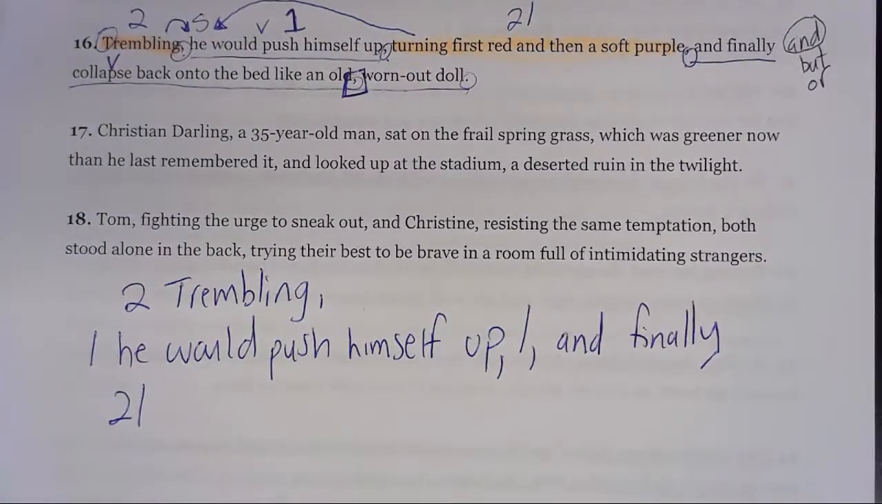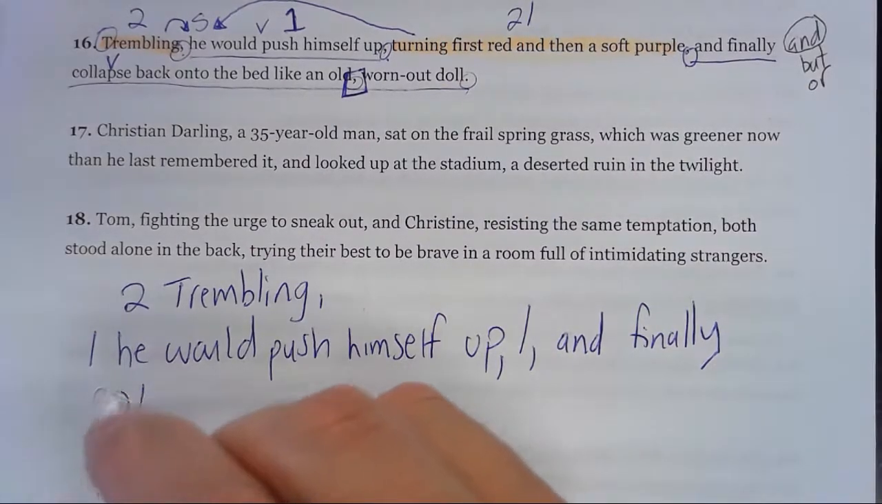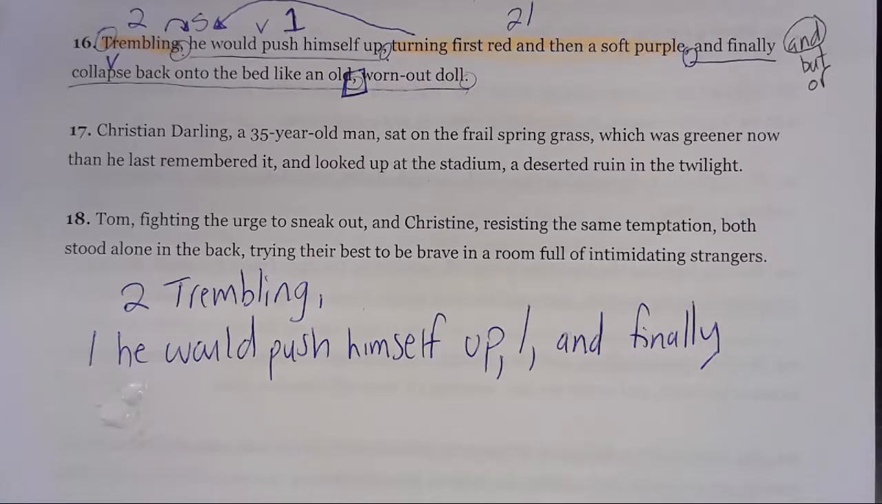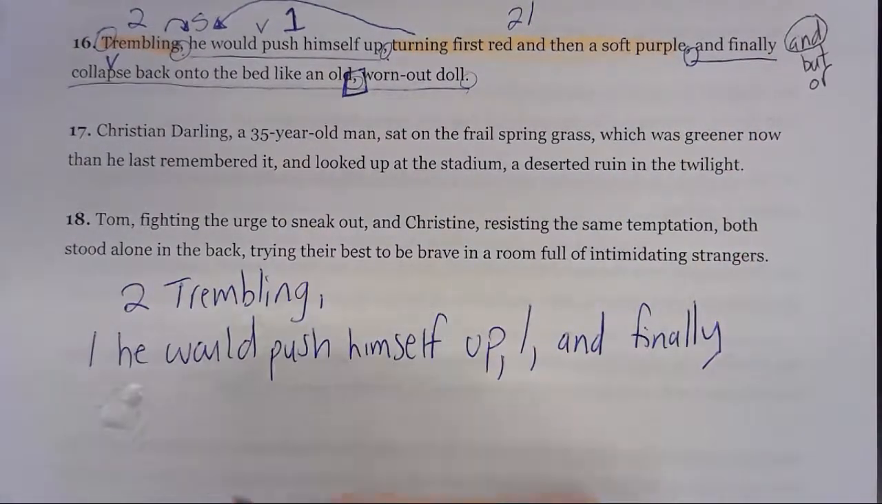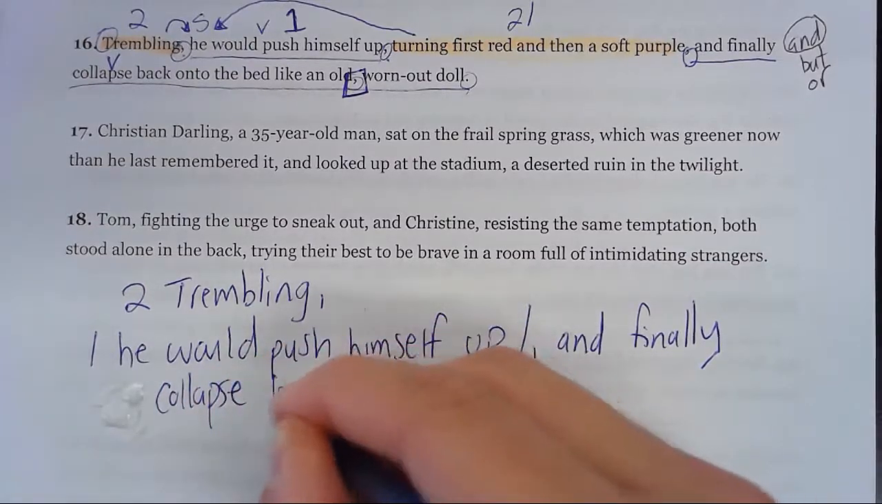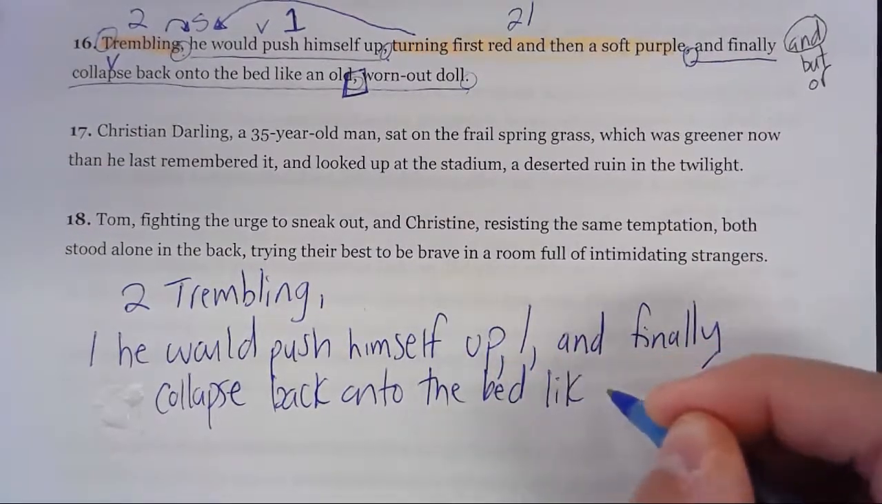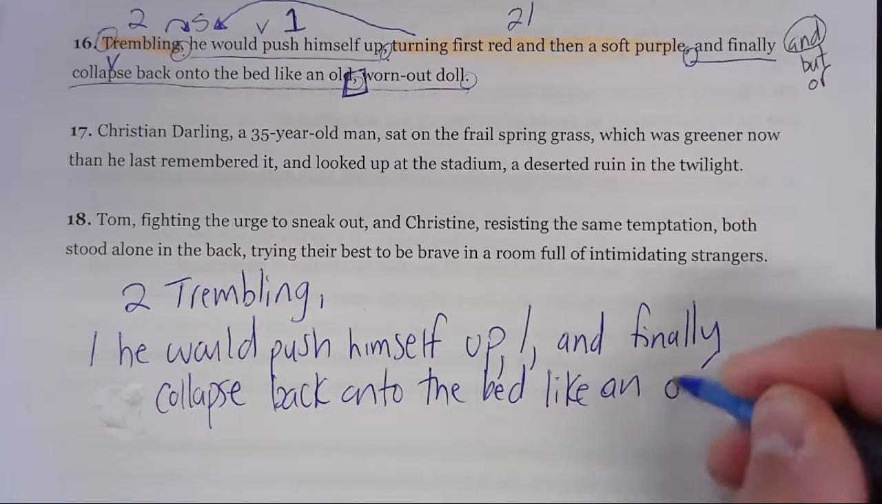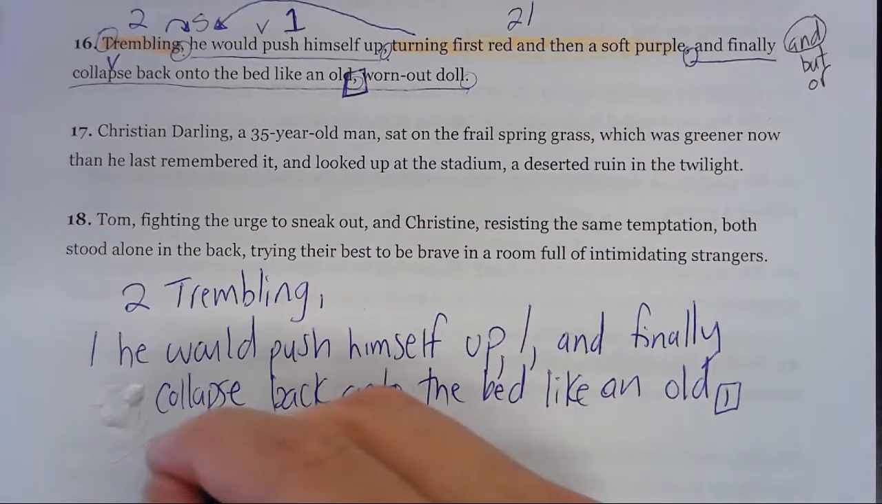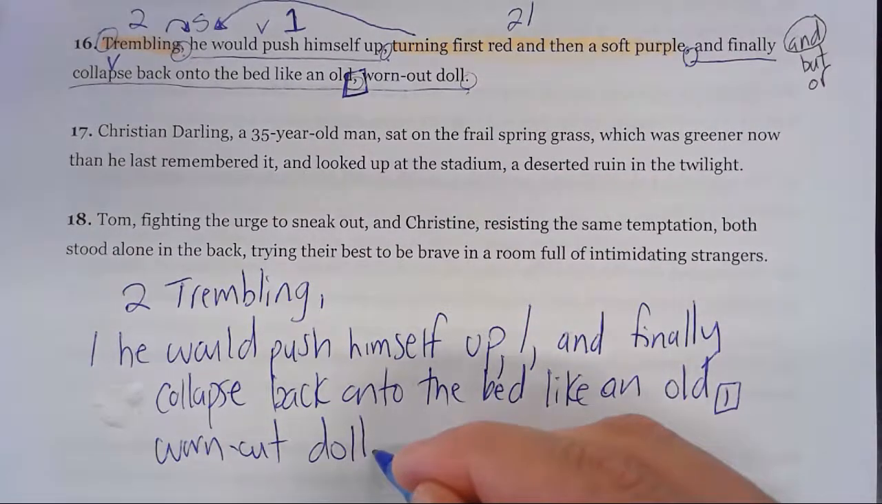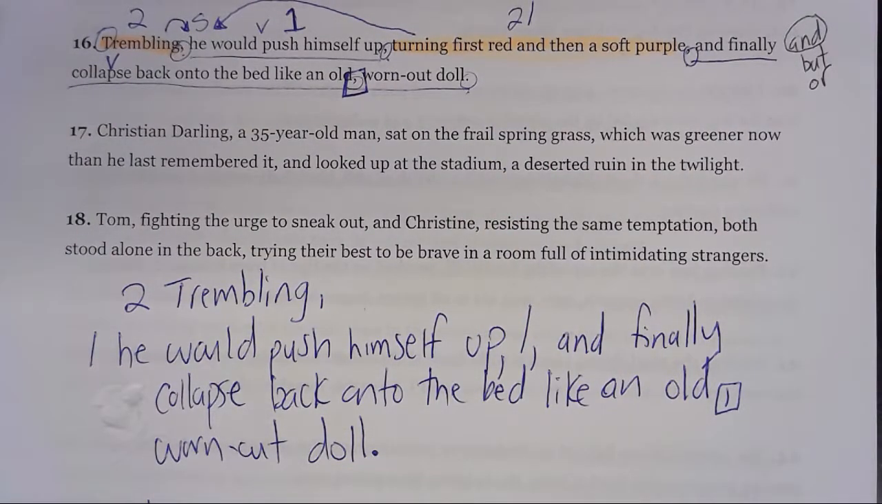And this one's so long, this happens once in a while where the base clause is long because of the conjunction. So let's see how quickly I can get this to dry. Not very quickly, I bet. And finally, collapse back onto the bed like an old, this is the listy comma right here, worn out doll, period. And then the medial modifier gets diagrammed.